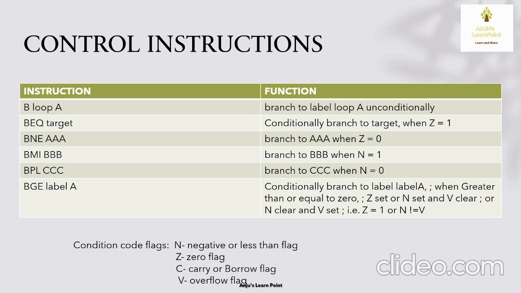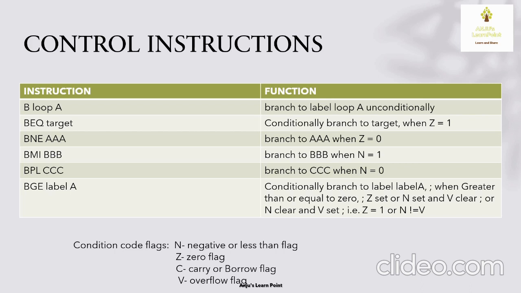So, for that, certain instruction types are available. We can see that it depends on some conditional code flags. The conditional code flags are listed. N is the negative or less than flag, Z is the zero flag, C is the carry or the borrow flag, and V is the overflow flag. B loop A is one such instruction, which means that when this instruction occurs, we have to branch to label loop A unconditionally. There is no condition specified as part of the instruction.